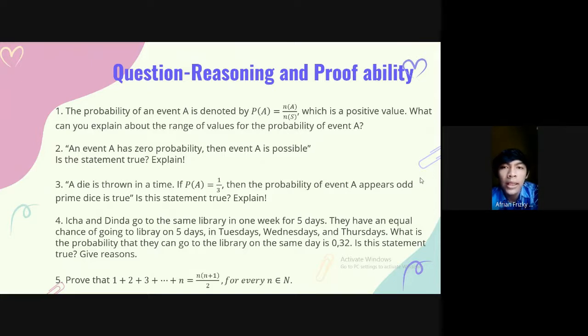And the 5th question is to prove that 1 plus 2 plus 3 until n is equal to n times (n plus 1) divided by 2 for every n element of natural number. The 5th question is about proving ability. Clearly, the question is to prove that the statement is true. Okay, next.